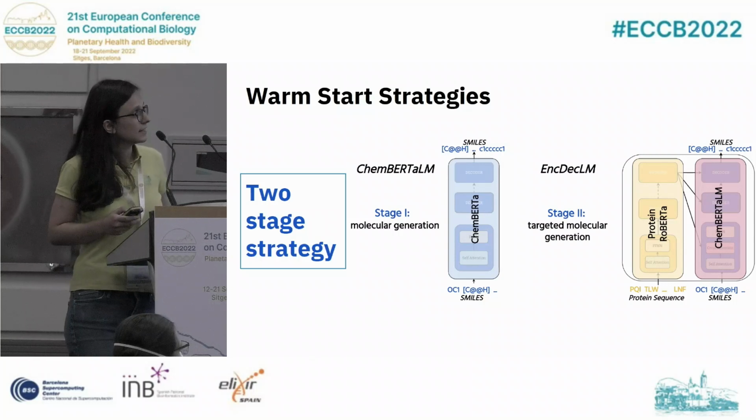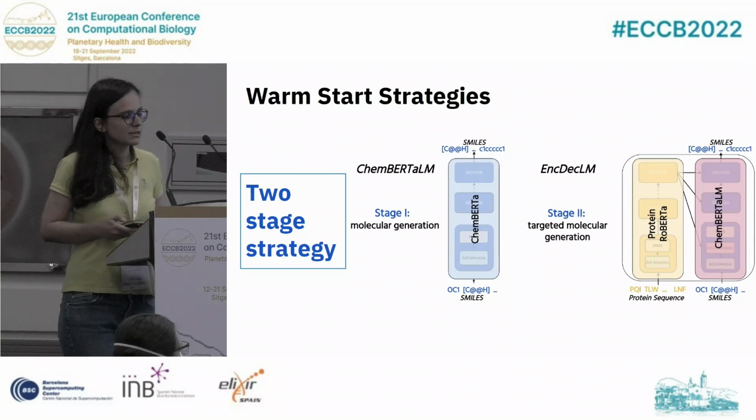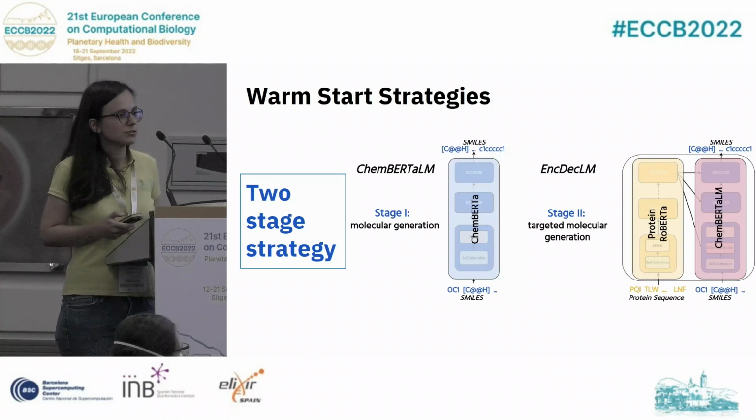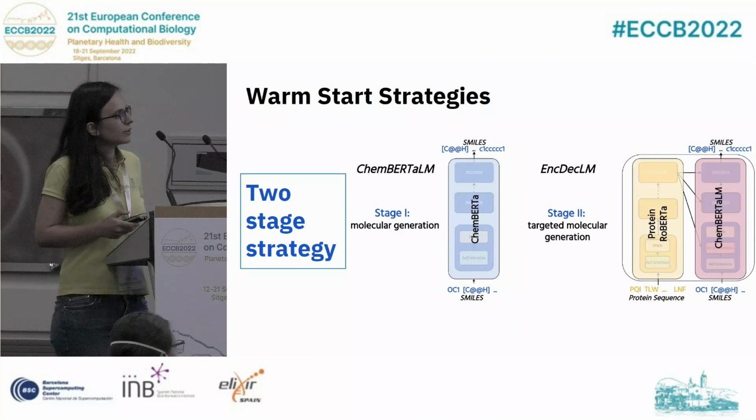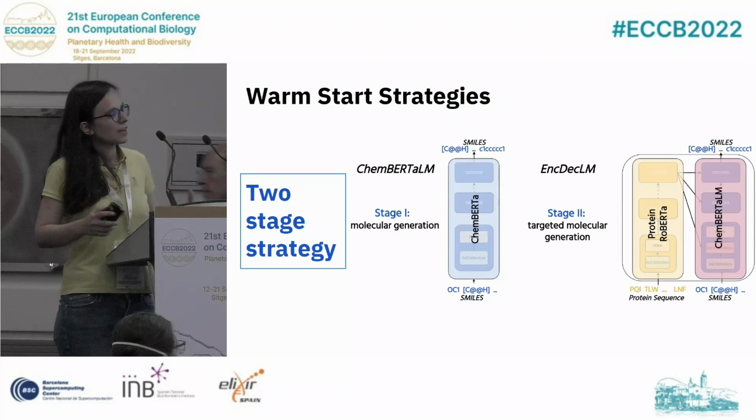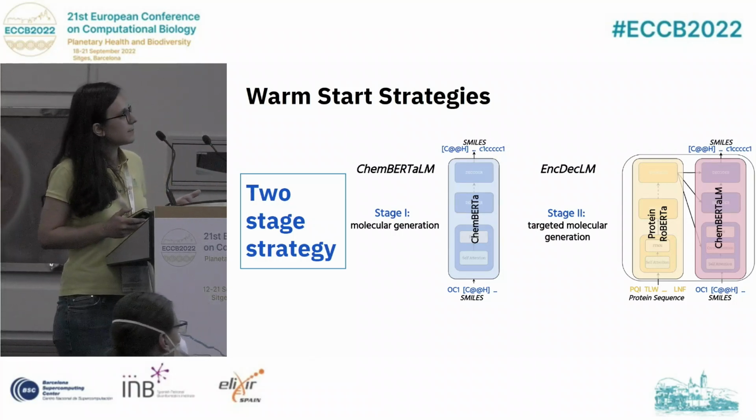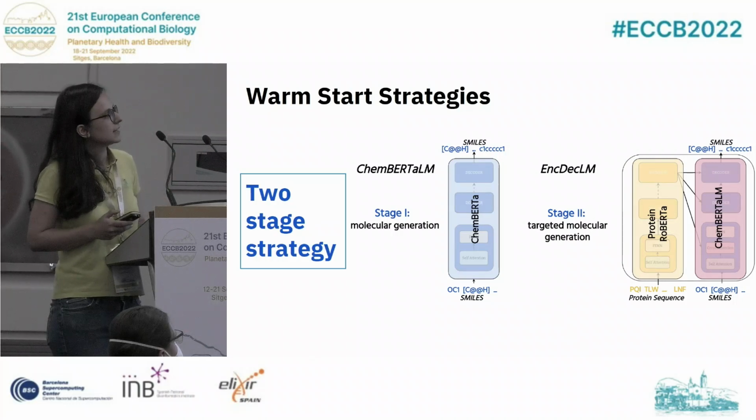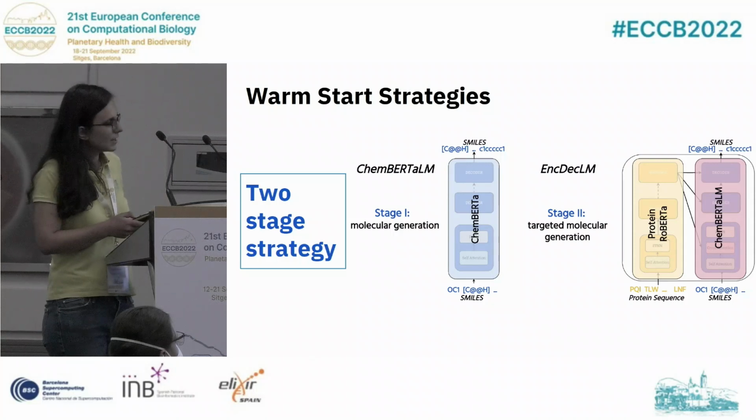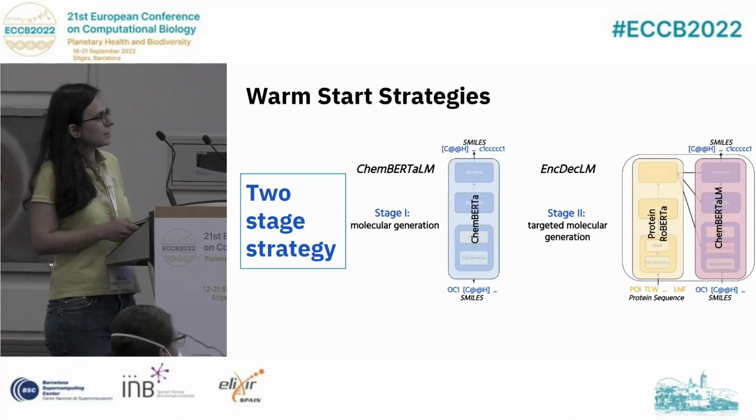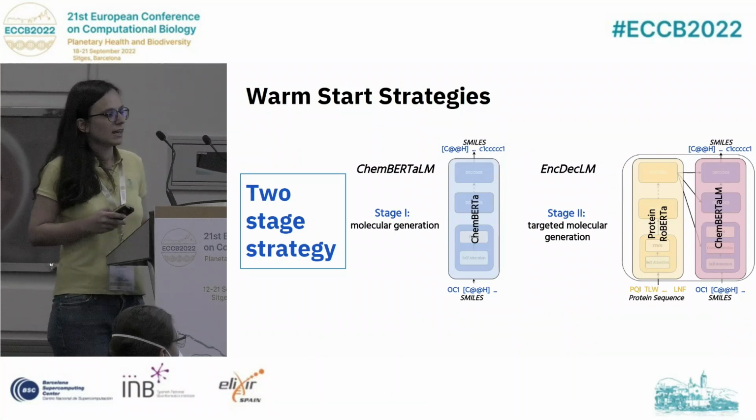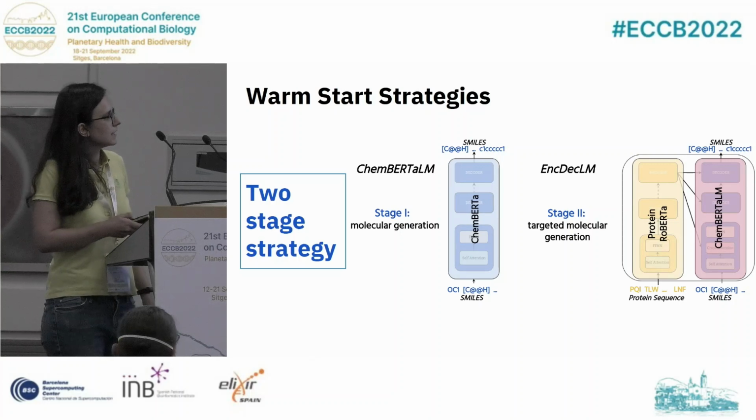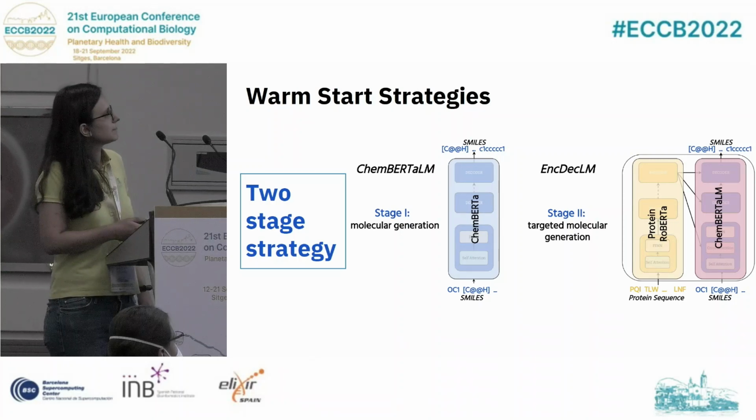So here in the two-stage strategy, we also included another stage where ChemBERTa is adapted to the molecular generation task, so that in the second stage, the model can focus on only learning targeted drug design. This adapted model, we call ChemBERTa-LM, and this is used to initialize the decoder of the targeted drug design model in the second stage. And these targeted drug design models are trained with interacting protein-ligand pairs to learn the translation.